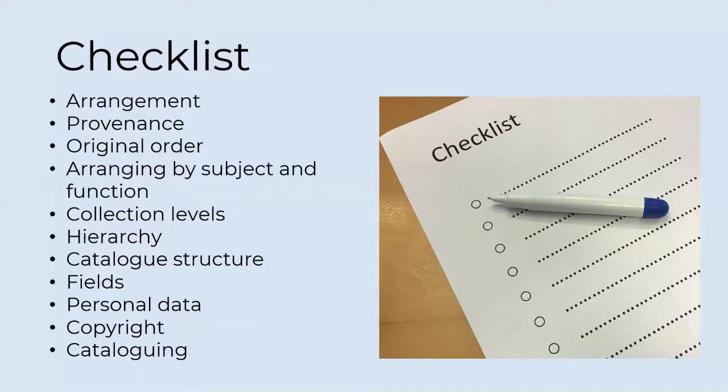Collection levels. These are different tiers of description within a catalogue that go from a general overview of the collection to an in-depth description of a single item. This allows the collection to be arranged into a hierarchy catalogue structure, which tells a researcher where an item fits in within a collection. Each entry in a catalogue has a number of information fields that can be filled in. There are 6 compulsory ones, but there are others you can use if you choose to. We also talked about personal data and copyright and what these mean for access to items within a collection. Once you've worked through these points, you're ready to catalogue your collection.